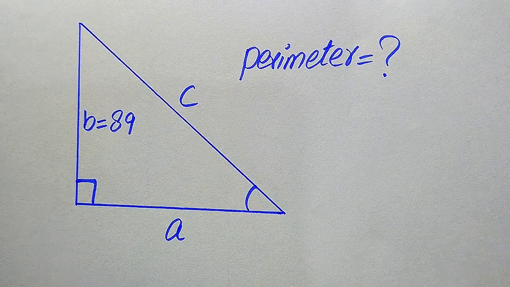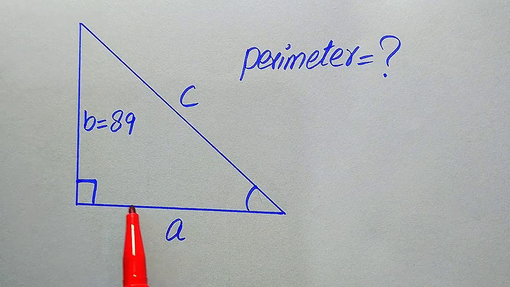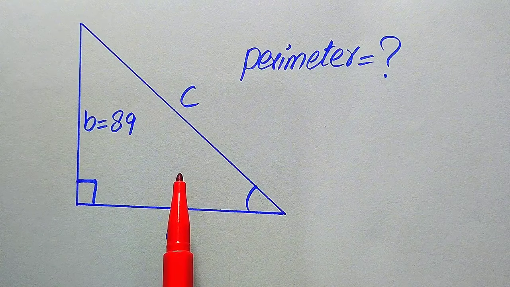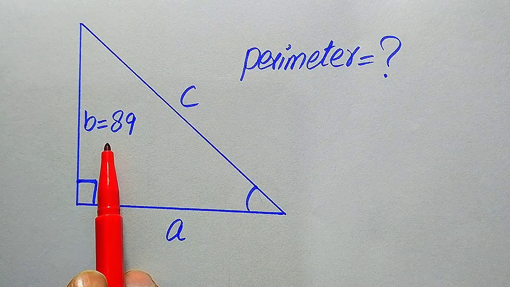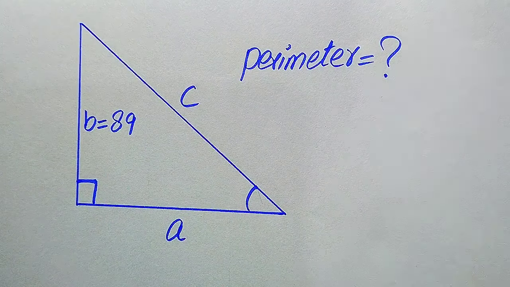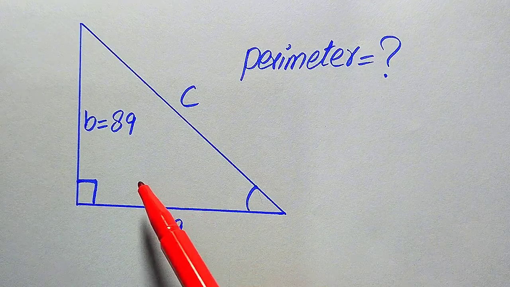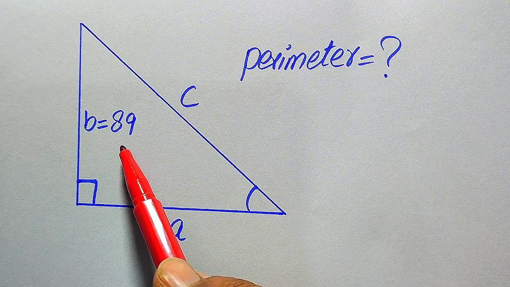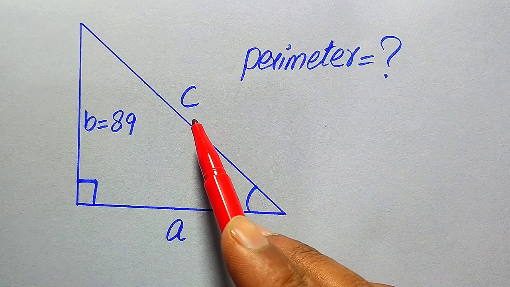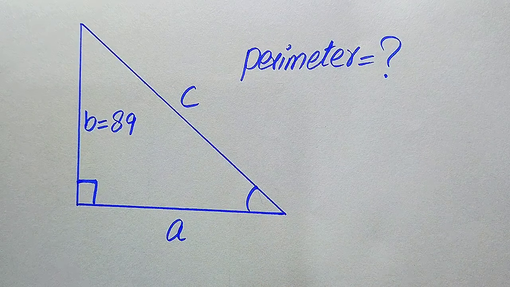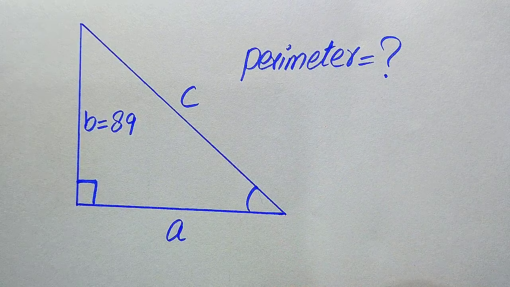So here we have a nice right triangle in which the lengths of its sides are A, B and C respectively, and the length of B is equal to 89. Our target is to find the perimeter of this triangle. One length of this triangle is given and all the other sides are unknown. So first we need to find the lengths of the other sides of this right triangle, and then we move towards finding the perimeter of this triangle.